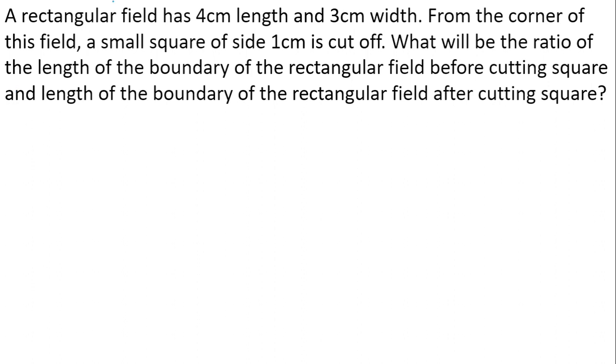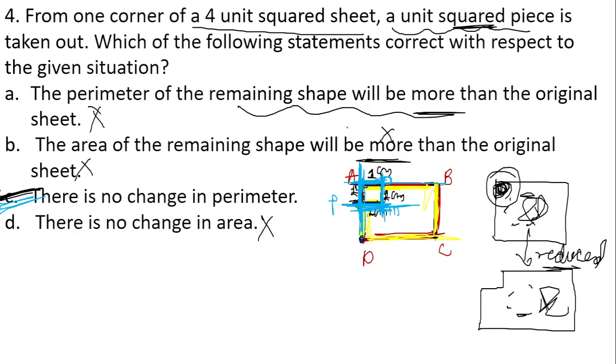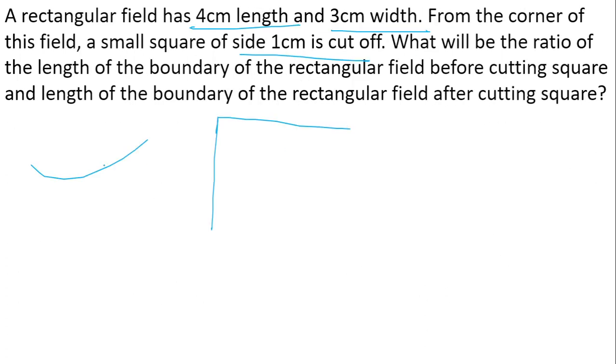Rectangular shape that they have mentioned here is having 4 centimeter length, 3 centimeter width. From the corner of the field, a small square of side 1 centimeter is cut off. What will be the ratio of the length of the boundary of the rectangular field before cutting and the length of the boundary of the rectangular field after cutting? Right now only we have discussed, for example, if it is a square sheet. In the previous question, this sheet was square sheet. Now this sheet that they have mentioned here is a rectangular sheet, right?